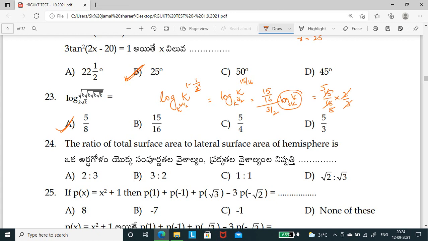Next, the ratio of total surface area to lateral surface area of a hemisphere. So what is total surface area? It is nothing but 3 times pi r square, and lateral surface area of a hemisphere is 2 times pi r square. Hence the answer is 3 is to 2.